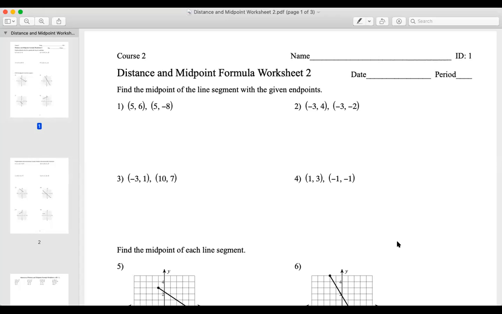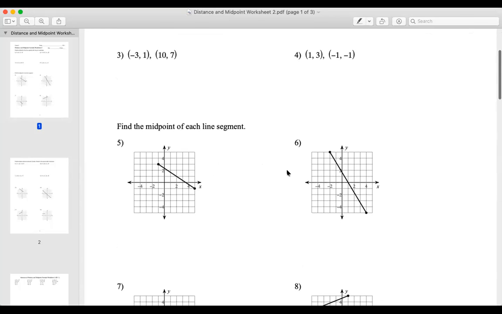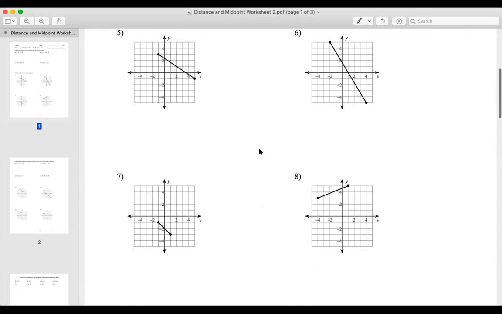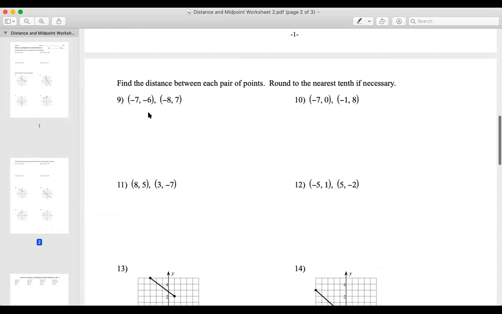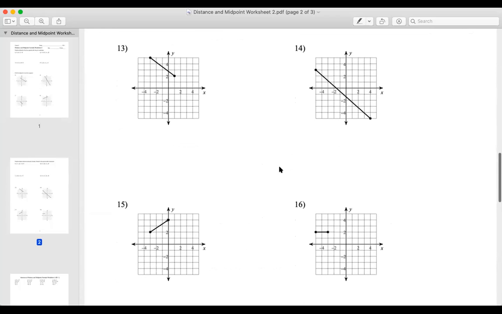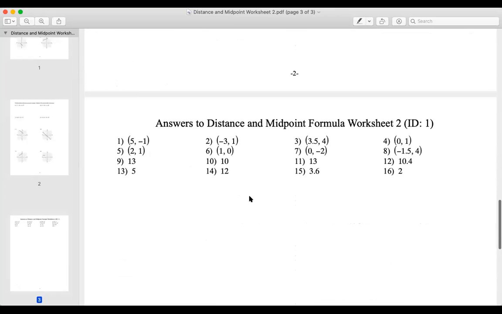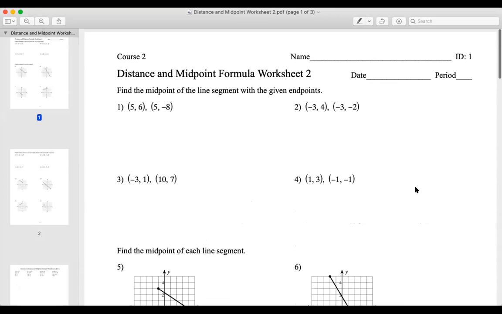Okay, so here's the worksheet. Notice the first ones say find the midpoint. So the first 4 questions, find the midpoint, and then find the midpoint when I give you a segment. So you have to determine the 2 endpoints, 5 through 8, and then find the midpoint. And then we go to distance. So same thing, 4 problems on distance where I give you the 2 points. And then lastly, I'll give you a picture of a segment and then find the distance of those. I also provided the answers so you can check your work.